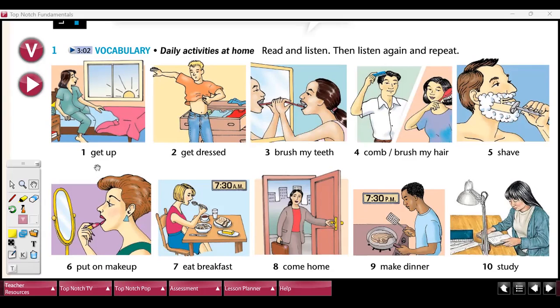Levantarse. Okay, ¿cómo digo despertarse? Vamos a ver quién recuerda. ¿Cómo se dice despertarse? Wake up. Entonces, wake up, despertar, y aquí tienen levantarse, get up. Okay. So, wake up. Listen, wake up. Get up. Get dressed. Get dressed. Listen, get dressed.